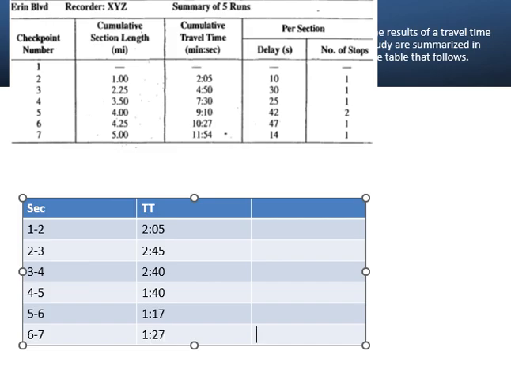1:27. Okay. Now I need the running time. The difference between running time and travel time is delay. You have the travel time now. You have the delay now. Shouldn't be a problem. So 2:05 minus 10 seconds, 1:55, right? How much? 10 seconds delay. Okay, 2:45 minus 30.